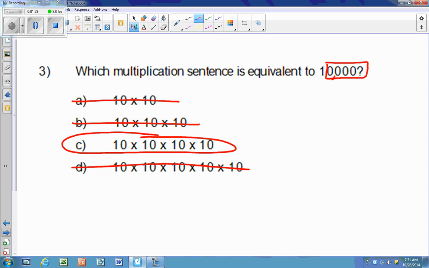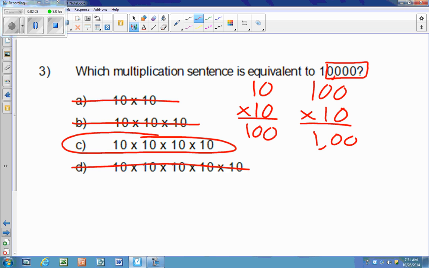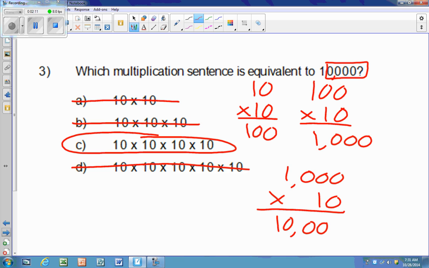I can always check to make sure it makes sense and say 10 times 10, which is 100. And then I can do 100 times 10, which is 1,000. And then I can do 1,000 times 10, which is 10,000. So my answer does make sense.